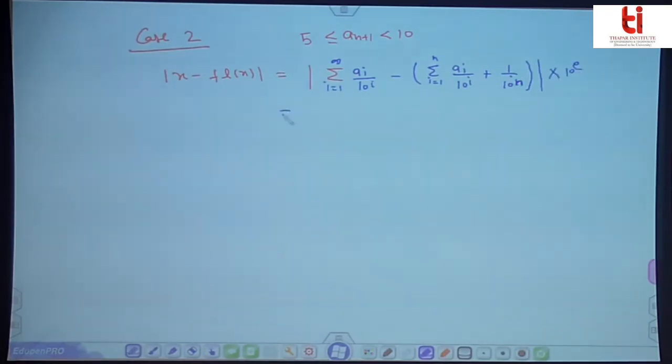Okay, so the first n terms in x are equivalent to the n terms in floating of x. So the n terms get cancelled with the first n terms of x, so we are getting here summation i equal to n plus 1 to infinity of a_i upon 10 raised to power i minus 1 upon 10 raised to power n.